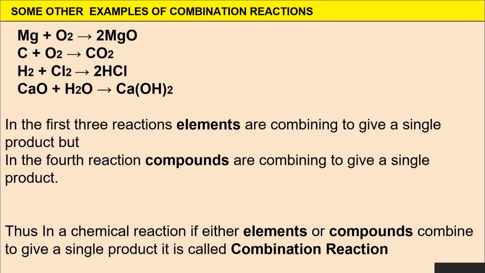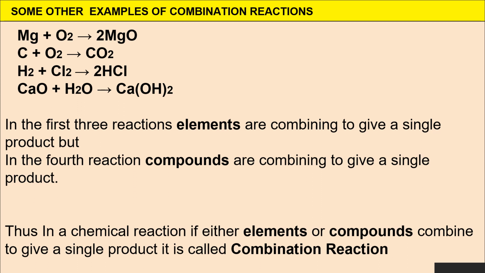Some more examples of combination reaction. In the first reaction, element magnesium and oxygen combine to give magnesium oxide. In the second reaction, carbon element combines with oxygen to give compound carbon dioxide. In the third reaction, element hydrogen and chlorine combine to give compound hydrogen chloride. And in the last reaction, compound calcium oxide combines with water to give compound calcium hydroxide.